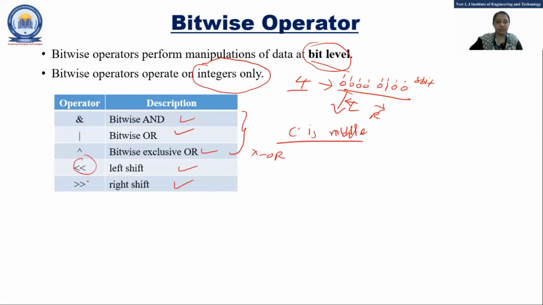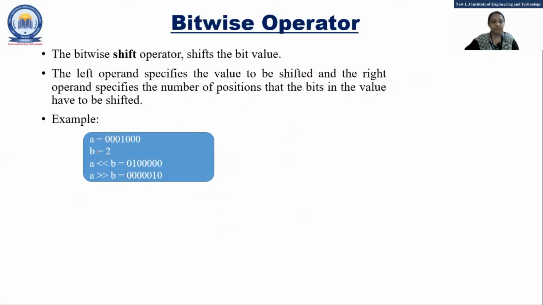If I specify this symbol, double less than, left side shifting of bits happens, and right side shifting of bits happens with the other symbol. Now the question is how many bits will be shifted. For that, what is the syntax? First we will see the example. I have taken 2 variables. A equal to this, that means 0001, and B equal to 2. After that I have written A double less than B.